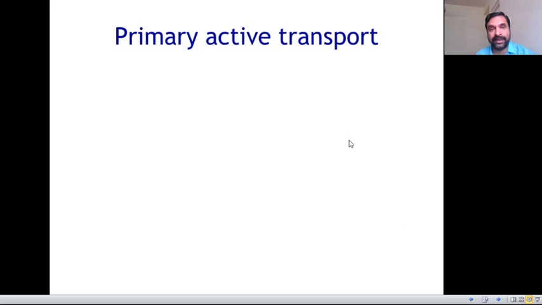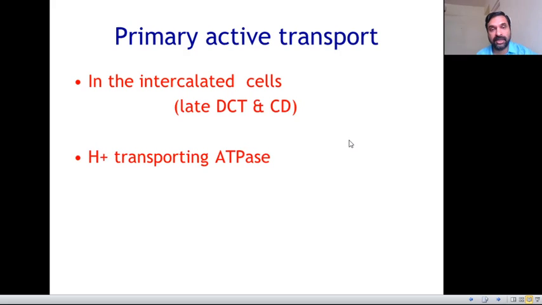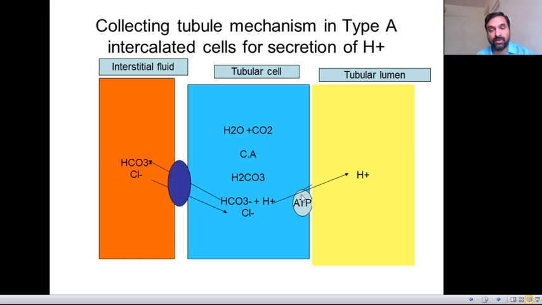Another mechanism is primary active transport. It occurs in the intercalated cells of the late DCT and collecting duct. There is an H+-transporting ATPase, and H+-K+ ATPase in the collecting duct, secreting into the tubular lumen. This is primary active transport. Energy is utilized in these steps, and a new bicarbonate is formed.